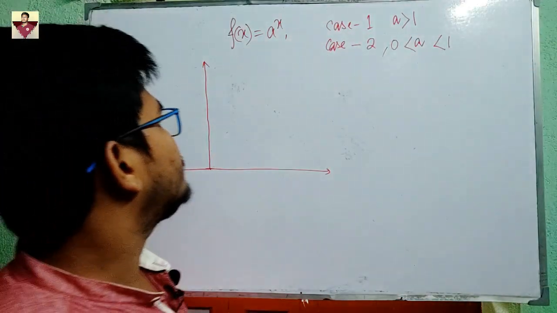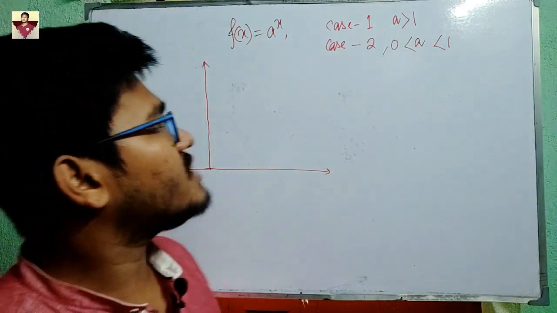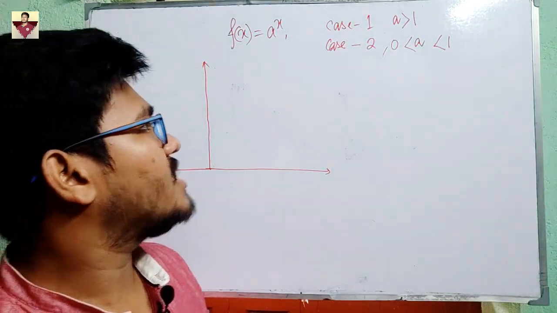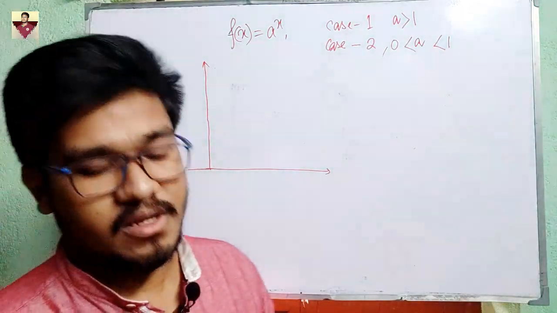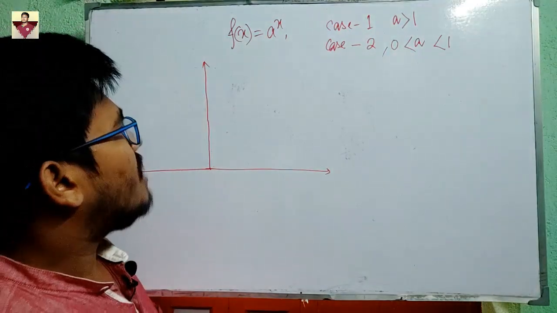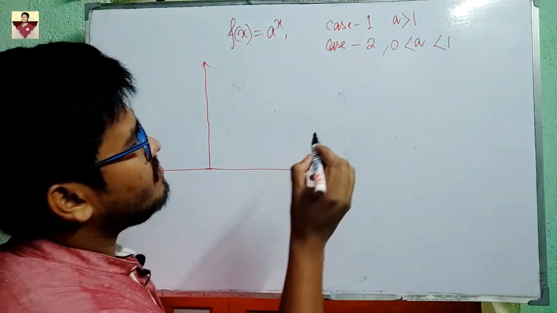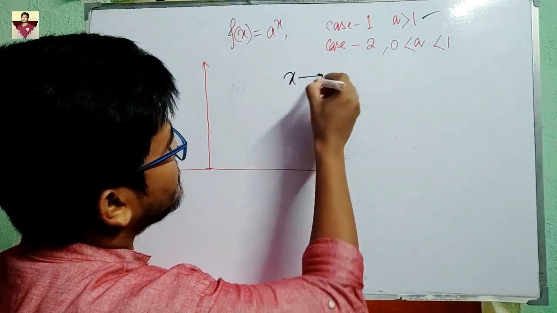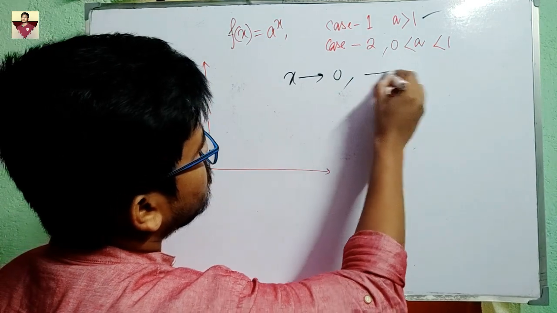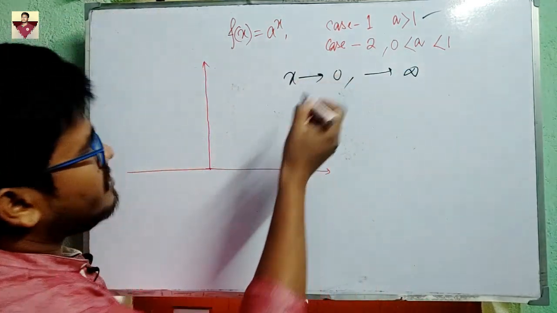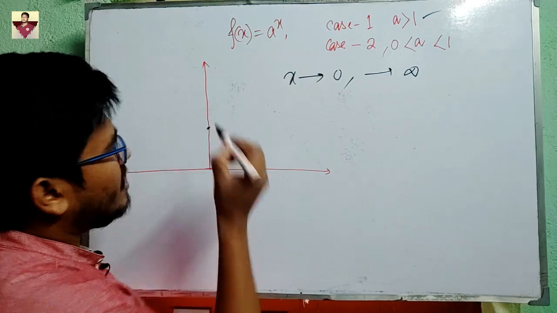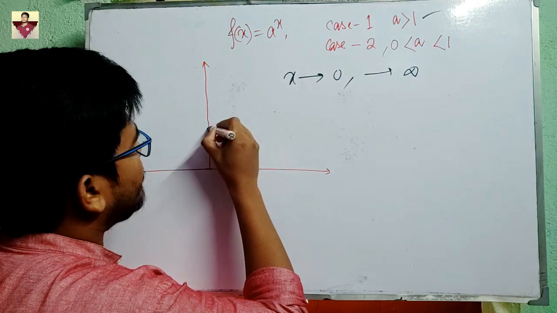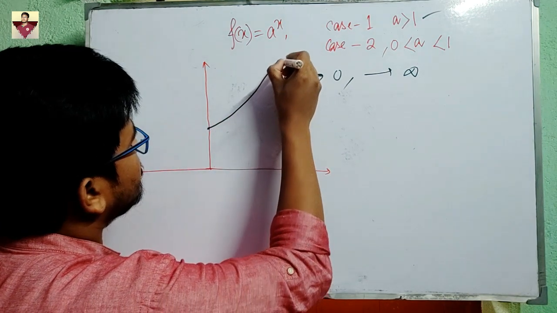Starting with a basic function, let's say you are given f(x) equal to a to the power x. I will consider two cases: if a is greater than 1, and in the second case if a lies between 0 and 1. For the first case, how will the graph of f(x) equal to a to the power x look when a is greater than 1? As you can see, it goes on increasing from 0 to infinity. For a to the power 0 it starts from 1, and slowly as x diverges, the function also diverges. So it will go like this.